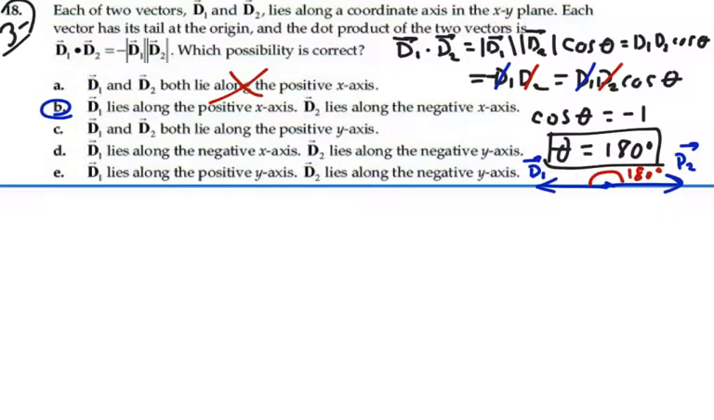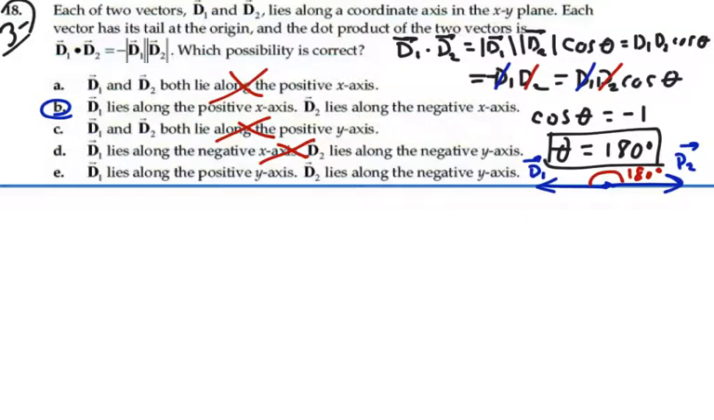Let's look at the other ones. C: d1 and d2 both lie along the positive y-axis. Not going to work. 0 degrees between them. We need 180 degrees. D: d1 lies along the negative x-axis, d2 lies along the negative y-axis. 90-degree angle between the two. Not 180 degrees. Not going to work.